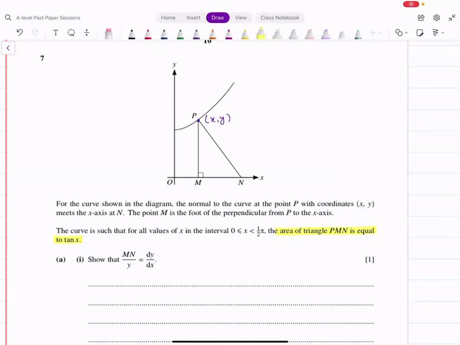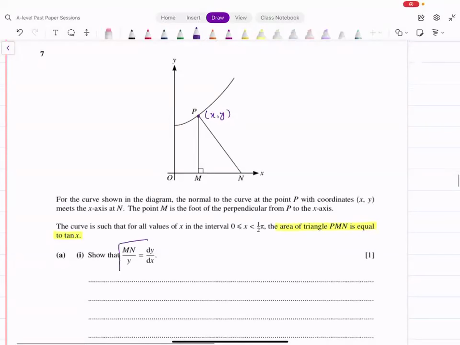Now we have to show that MN over y equals dy over dx. Now that looks rather complicated. MN over y equals dy over dx. Okay, now let's think about this. MN is this length. What is y? Y is basically this length. This is your y, right? Because the y coordinate of P is y, so this vertical length is y here. MN over y is given to be dy over dx.